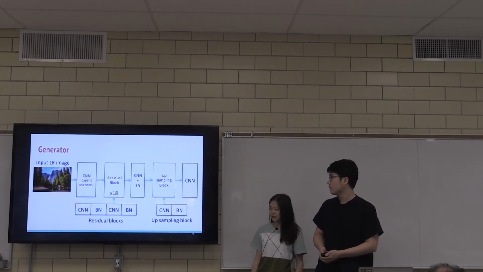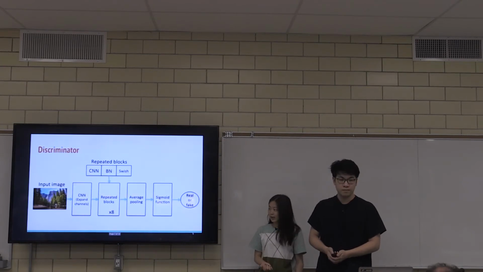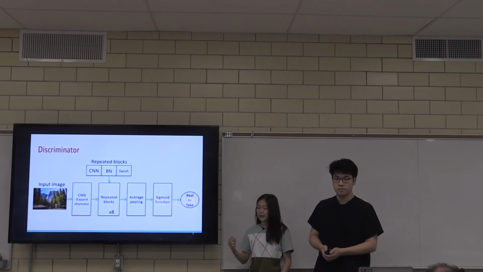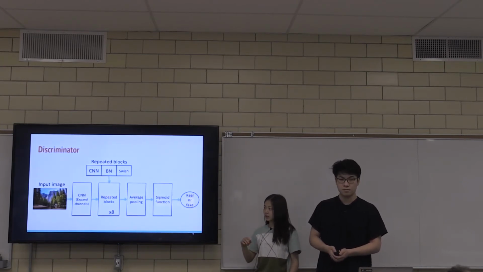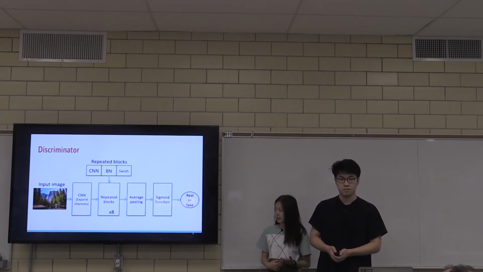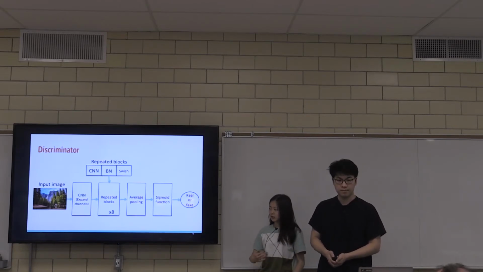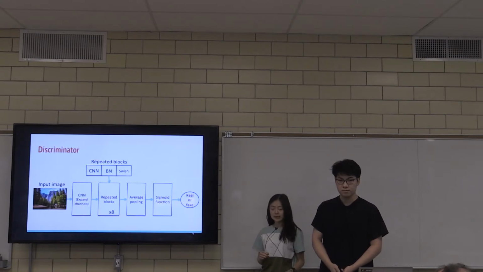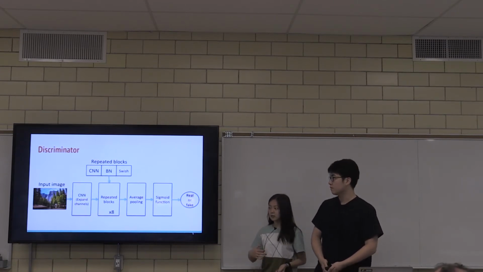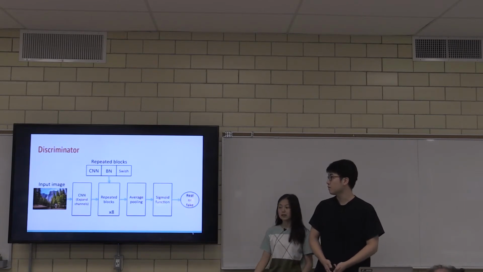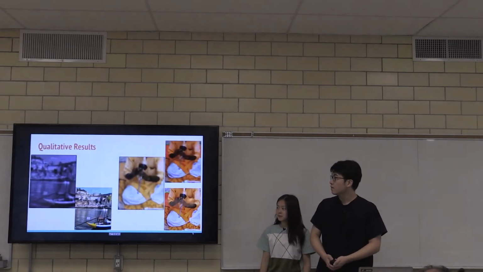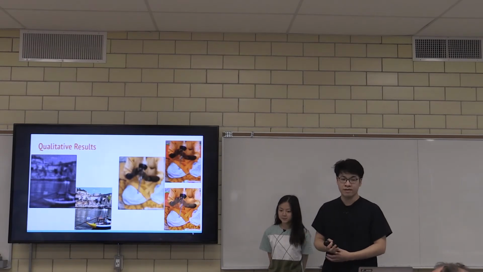For the discriminator, after expanding the channels, we used around 8 repetitive blocks of CNN and batch normalization layers, including the swish activation functions mentioned earlier, so that the discriminator could ultimately decide whether the inputted image is real or generated by the generator, which is passed into the sigmoid function to make it a probability. And here are some of the qualitative results.